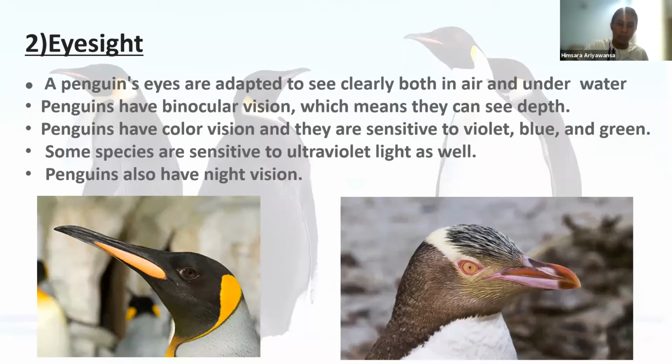Penguins have color vision. It's not black and white. It's color vision, and they're sensitive to violet, blue, and green. Some species are sensitive to ultraviolet light as well. Humans are not sensitive to ultraviolet light, but some penguin species are. So penguins also have night vision. This night vision is very important for them to be protected from predators. So at night, they have night vision.